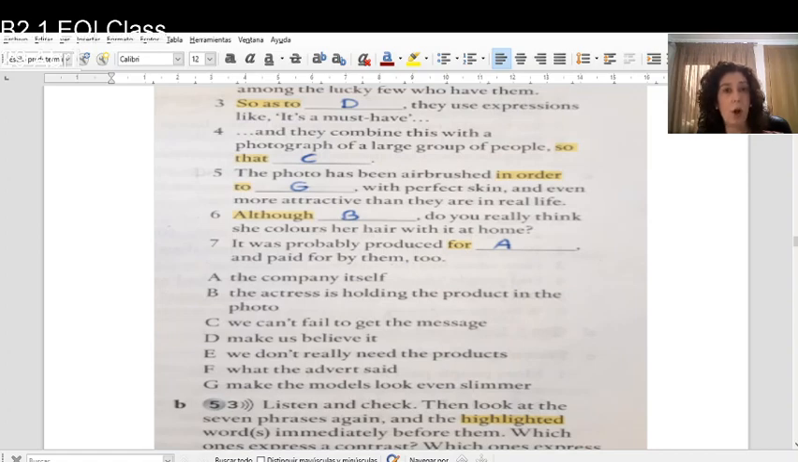Number six, although, the actress is holding the product in the photo, then although uses a sentence and always a comma. Although is a contrast linking word connector, then it must be followed by a sentence. And number seven, it was probably produced for the company itself. The company, it's a noun, and for is used for purpose.